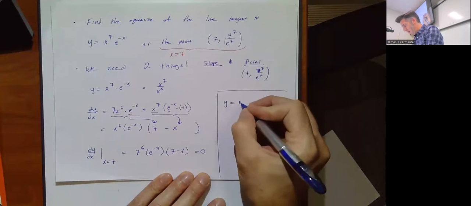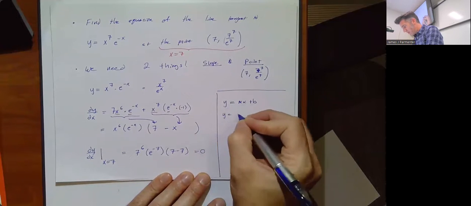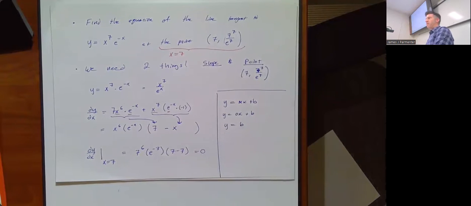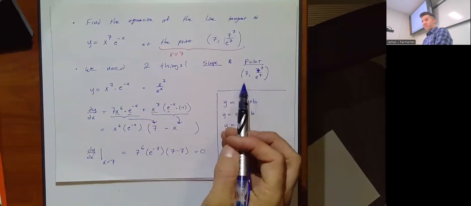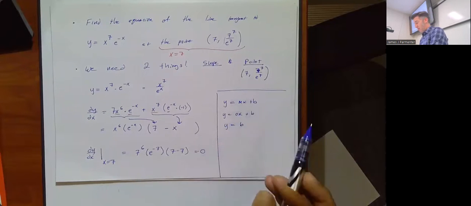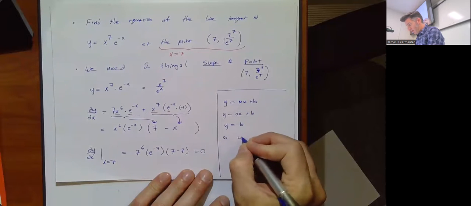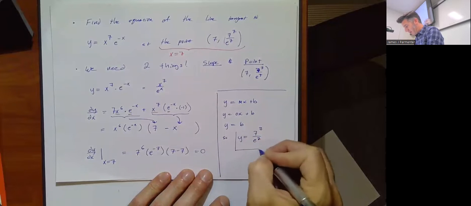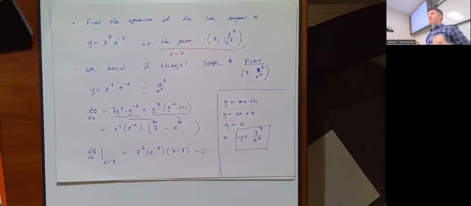Y equals mx plus b. So y equals 0x plus b. So y equals b. I said figure out what the b value is. Well, the line has to go through that point. So the b value has to be that y value there. I'm going to get y equal to 7 to the 7th over e to the 7th as the equation of my horizontal tangent line. And this is a horizontal tangent line because its slope is 0. So kind of a disappointing end to the problem, but that's what we get.